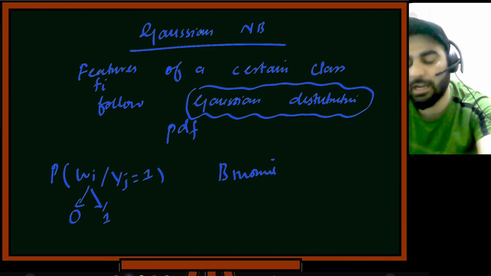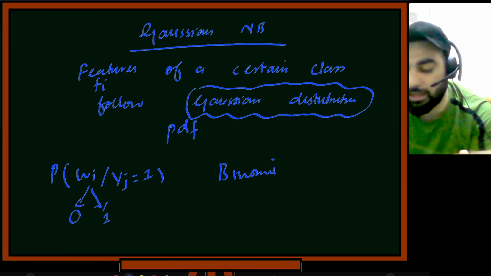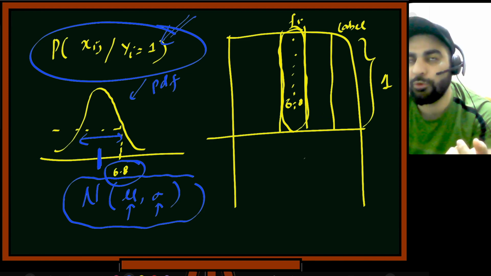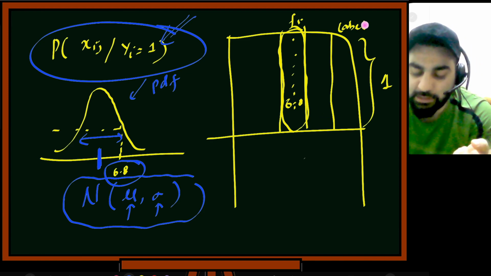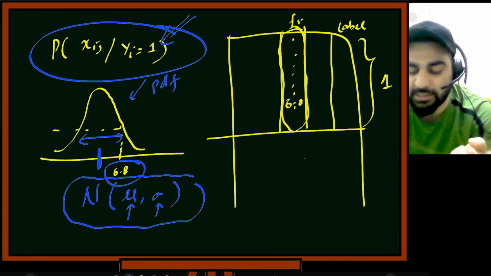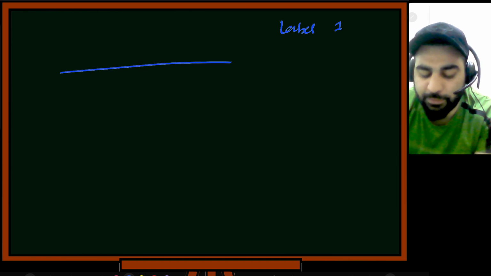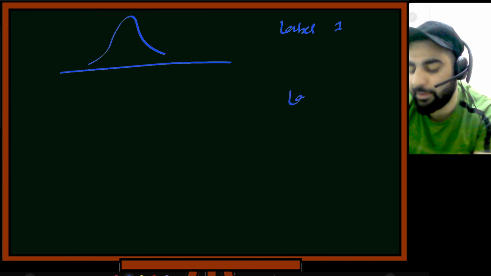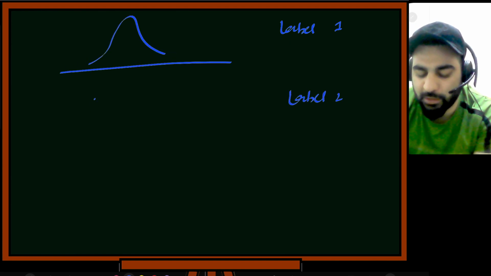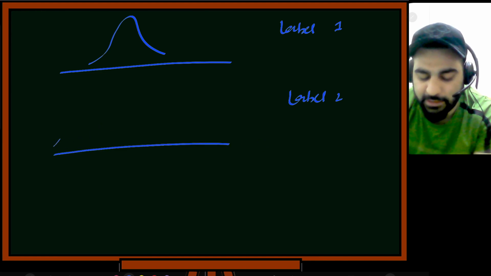So here my focus is, if you have numerical features, how do you compute this likelihood? You first fix the label. When you fix this label, let's suppose you fix label 1. In this label 1, you will compute the PDF, and in label 2 you will also compute the same PDF. Let's suppose that PDF is somewhat around here.